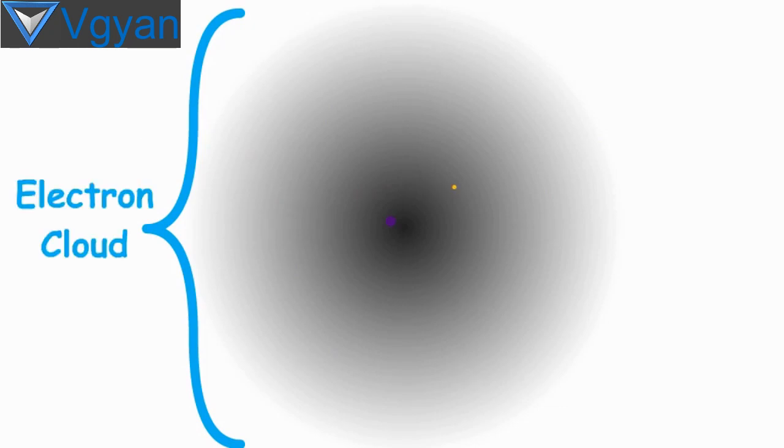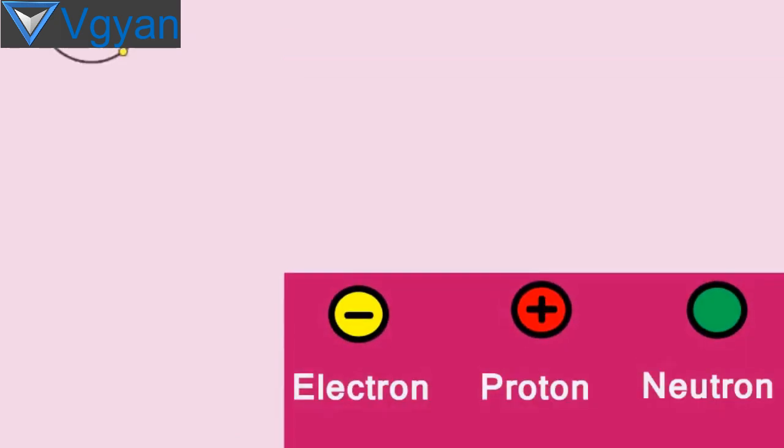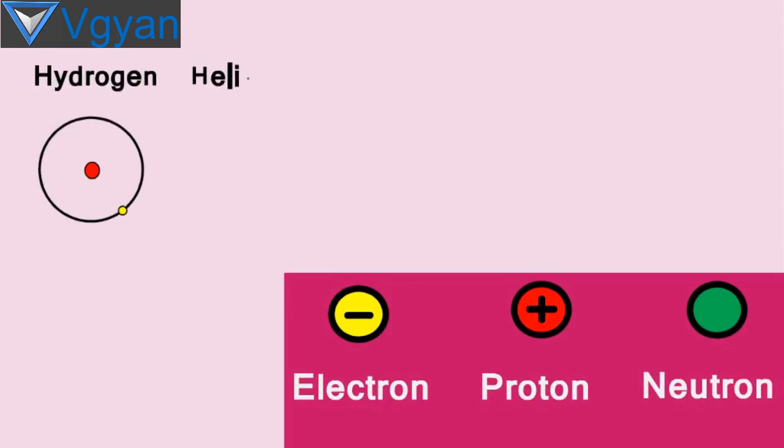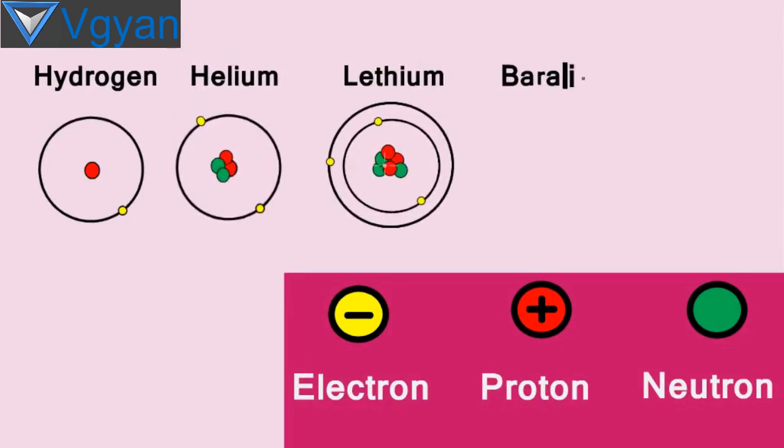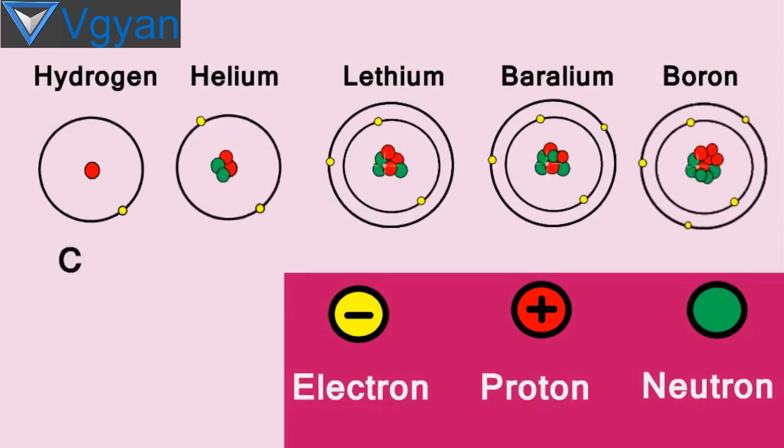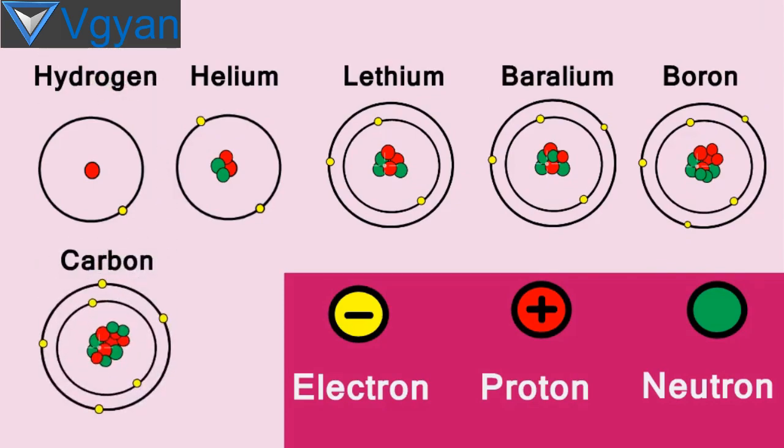Different materials have different atoms. For example, the simplest atom is of hydrogen, then helium, lithium, beryllium, boron, carbon, nitrogen, oxygen, and so on.